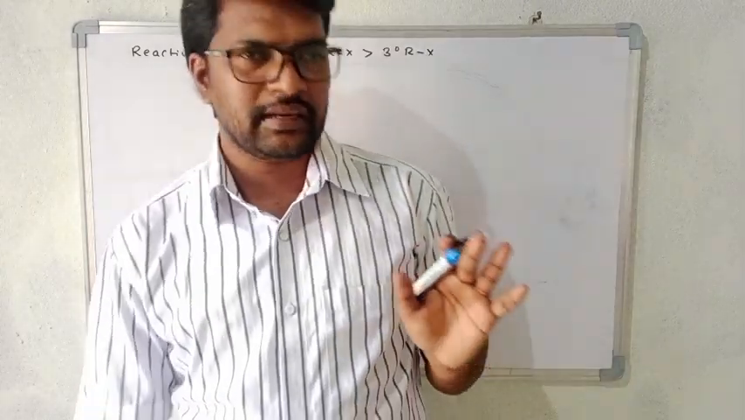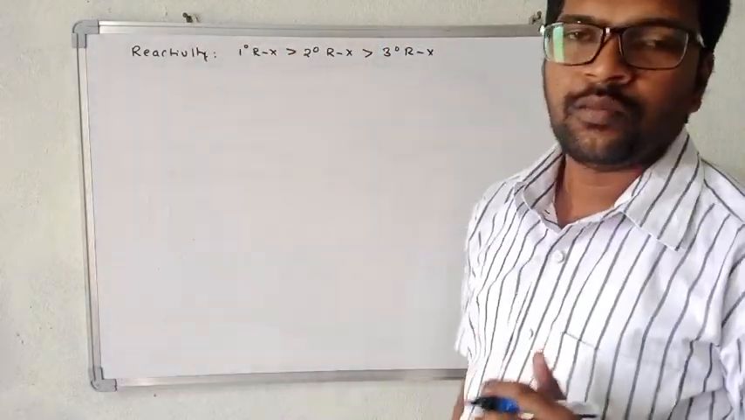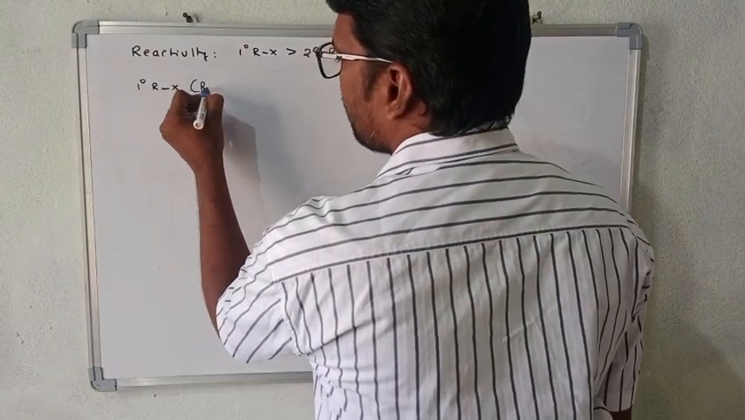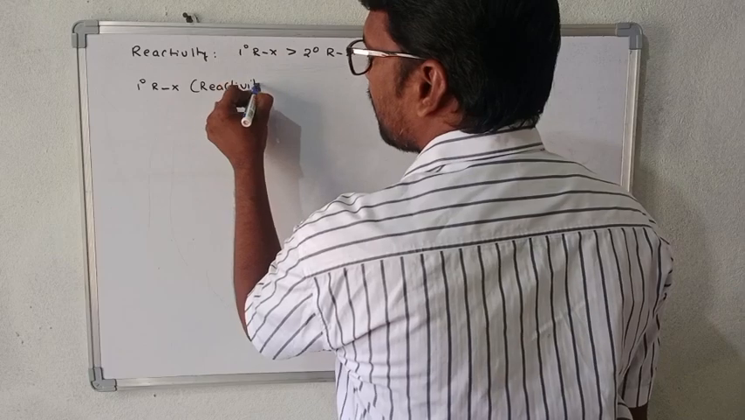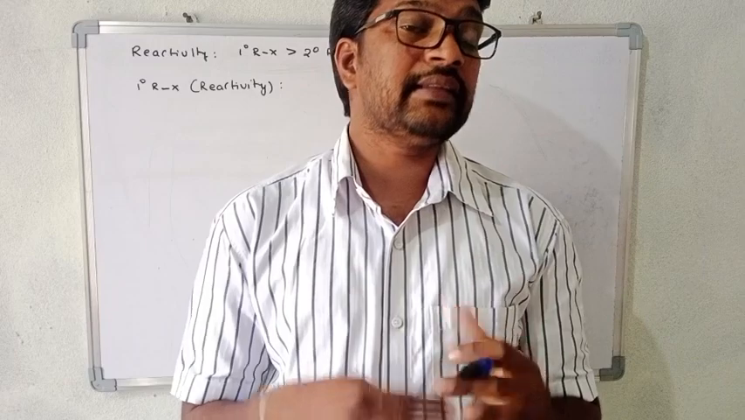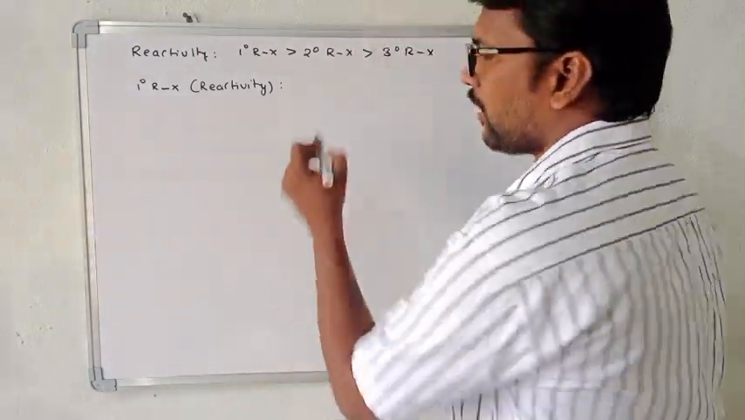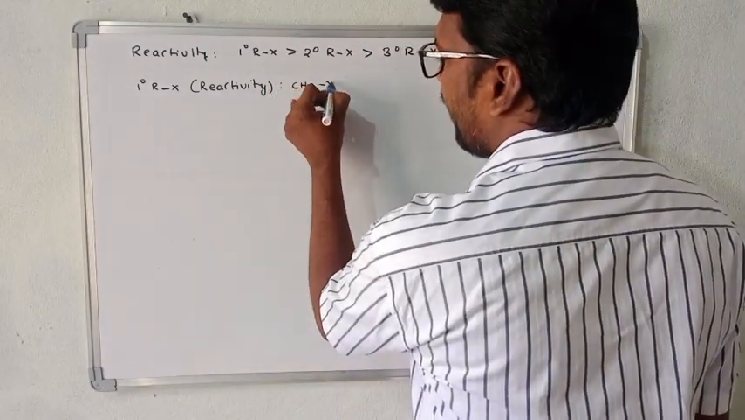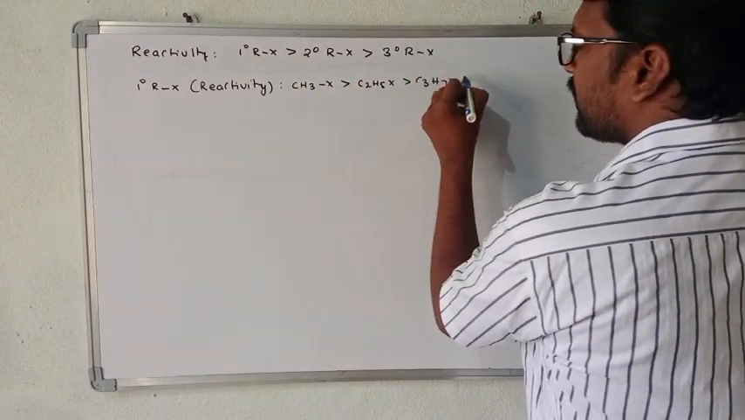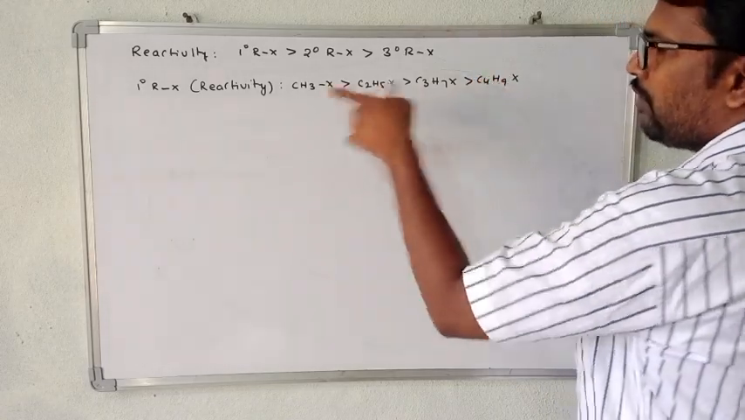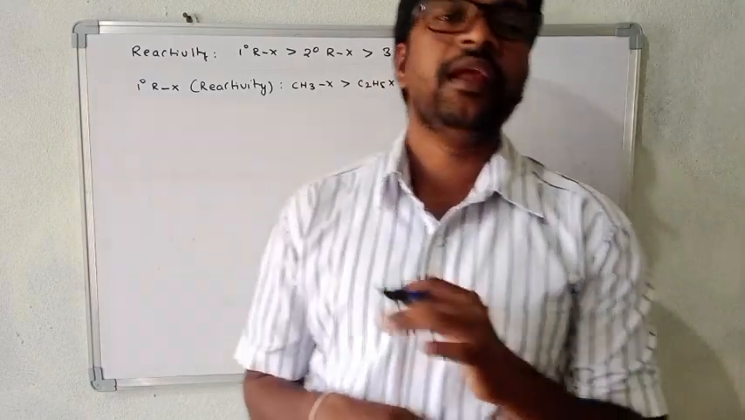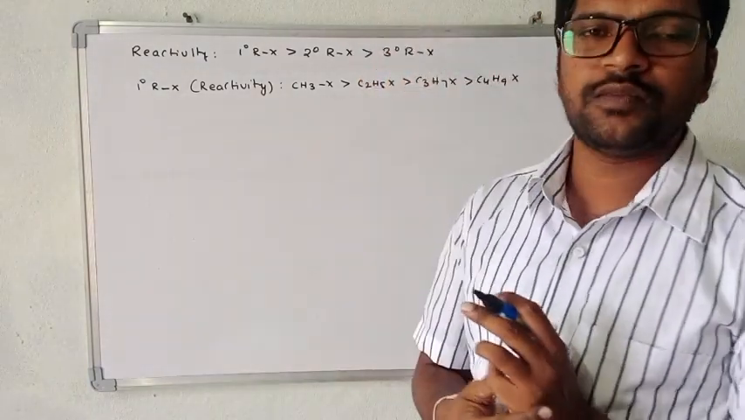In most cases we should not consider tertiary alkyl halides. So primary and secondary are most reactive. Within primary alkyl halides, which is more reactive? First we take CH3X methyl halide, and next C2H5X, C3H7X, C4H9X, like this. That means whenever the number of carbon atoms increases in a primary alkyl halide, the reactivity decreases. So generally methyl halide is more reactive.